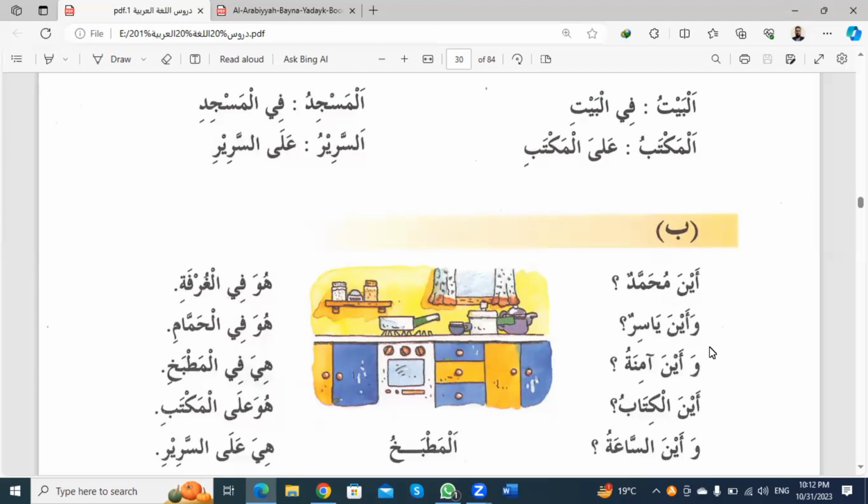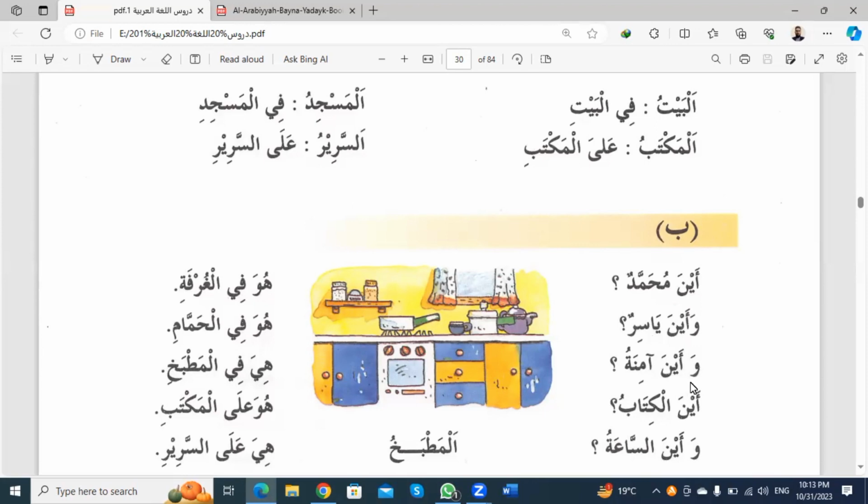This one, wa, means and in Arabic. So aina Muhammad wa aina Yasir. Where is Muhammad and where is Yasir? Yasir is the name of someone. Wa means and. Aina Yasir, where is Yasir? He said that he is in the washroom. So how can we say it? Yasir fil hammam, and you can say huwa fil hammam. He is in the washroom. Both are right.